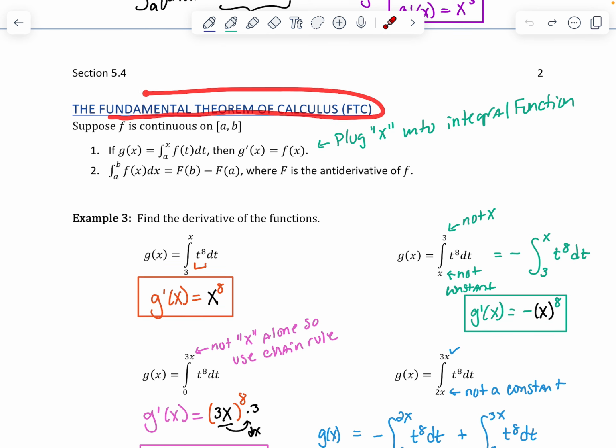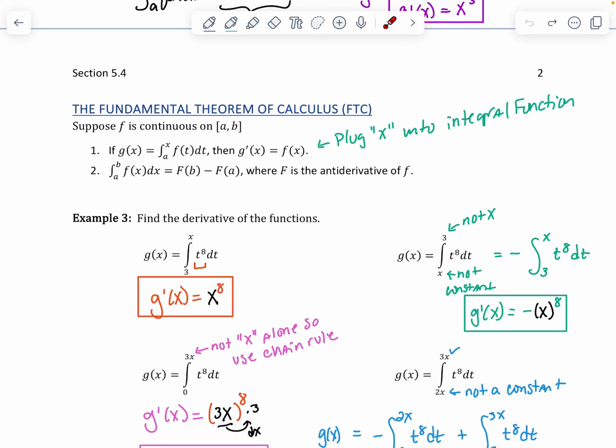The fundamental theorem of calculus has two parts. We need a continuous function from a to b. We've already discussed the fundamental theorem of calculus part 2 in section 5.3, but now we're going to use what we just discussed above for part 1.